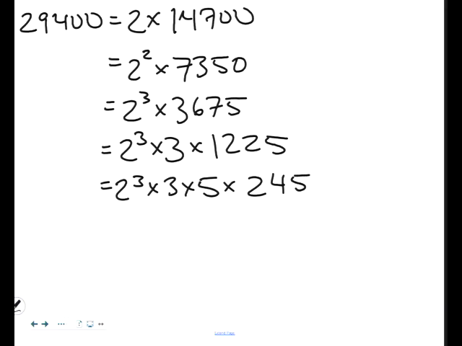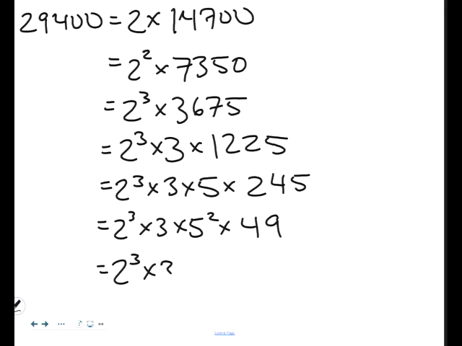Okay? And so now, likewise, we ask ourselves, is 245 divisible by 5? Yes, it is. So we have now a 2 cubed times 3 times 5 squared. And what do we have left at that point? 49. Is 49 divisible by 5? Nope. So we go to our next prime number, which is 7, and trivially 49 is equal to 7 squared. So we can now put this as 2 cubed times 3 times 5 squared times 7 squared.